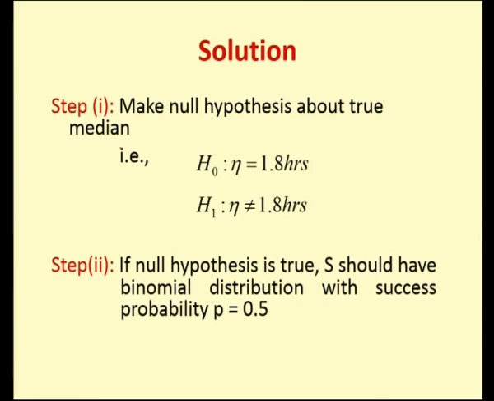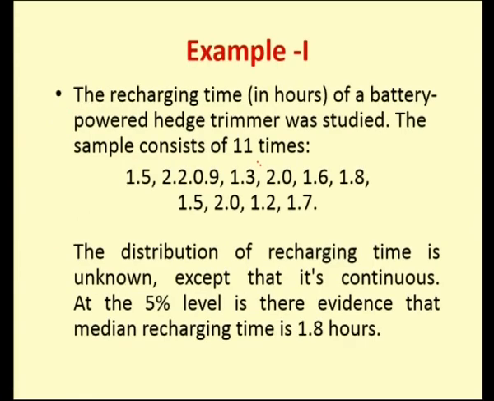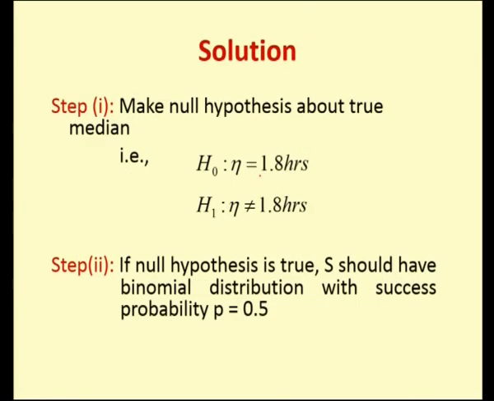Step 1, make the null hypothesis about the true median. Here you have been given that the recharging time is 1.8 hours. Therefore, your H0 is eta equal to 1.8 hours, and H1 is eta not equal to 1.8 hours. Step 2 is, if the null hypothesis is true, S should have a binomial distribution with success probability P equal to 0.5. That is the procedure to verify.